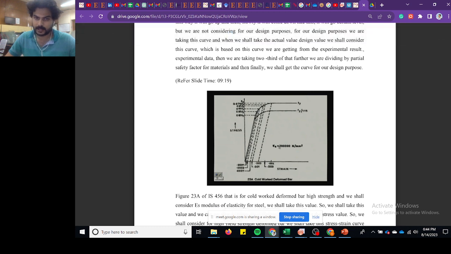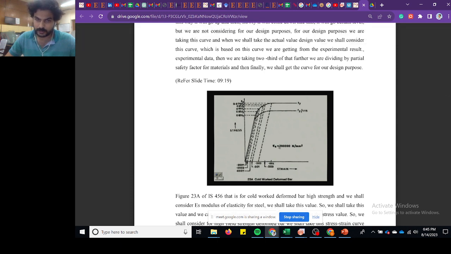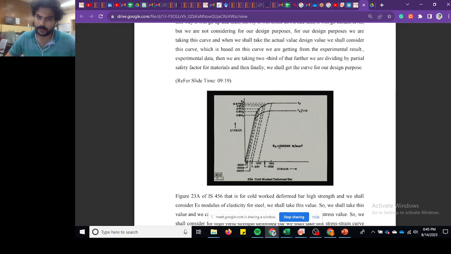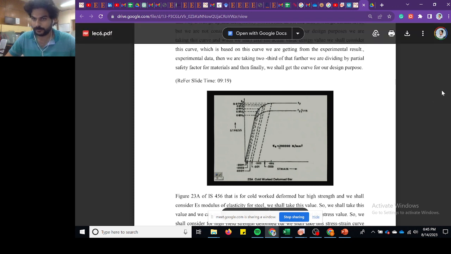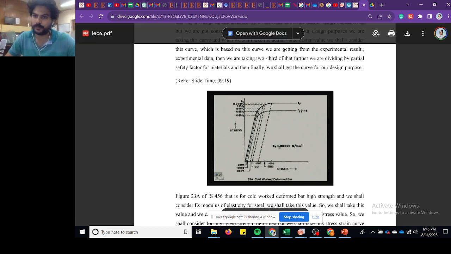Again, to calculate the yield stress, for the 0.002 strain we put this parallel line, and wherever it touches, that is our fy. In limit state we will apply only 0.87 fy, which is fy divided by 1.15. So this is the partial factor of safety. From fy we are lowering down to fy divided by 1.15.